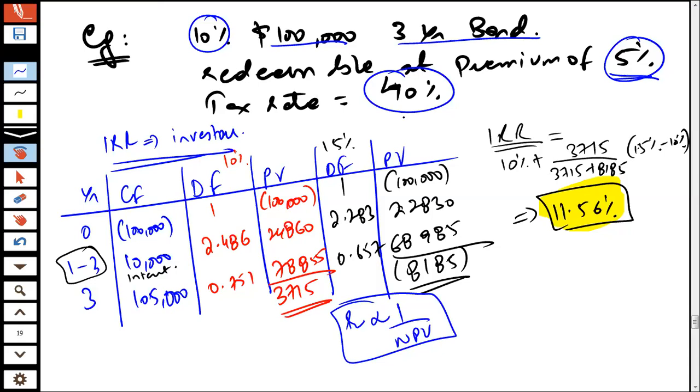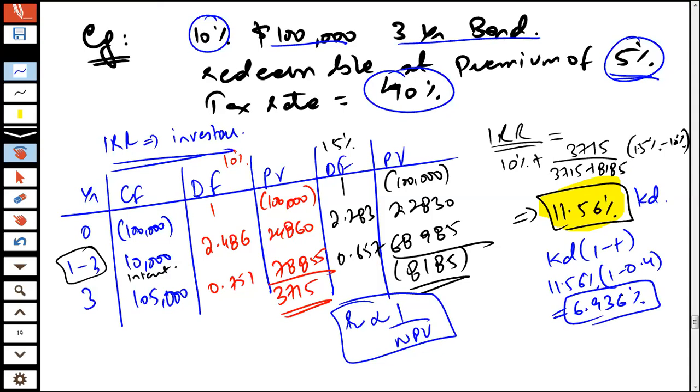As we mentioned, this is actually KD, and the actual cost of debt that we use is KD(1 minus T). So I can do 11.56% multiplied by (1 minus 0.4). That is 11.56 into 0.6, so it's actually going to be 6.936%. How much is it going to be? 6.936%.